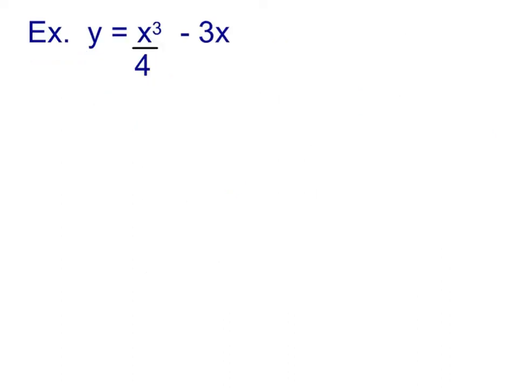So here's our second example. I have y equals x to the third over 4 minus 3x. And I'm going to do the same thing. I'm going to find the sign chart. So I've got to take the derivative. So I find the derivative, and this is going to be 3/4 x squared minus 3. I'm going to set that equal to 0.